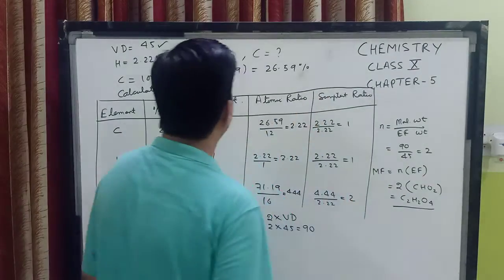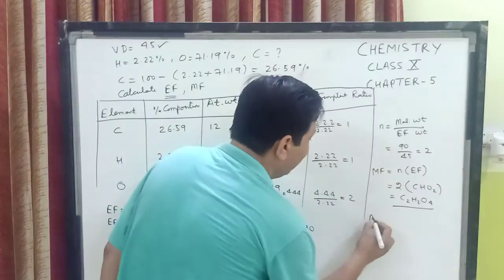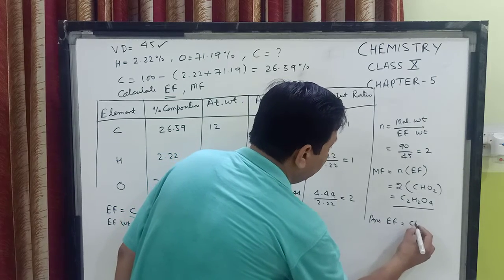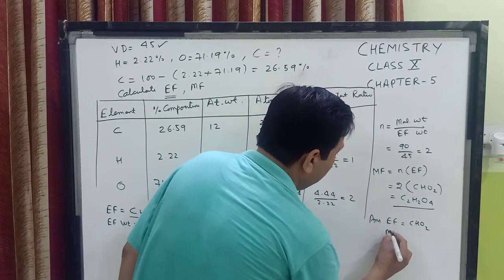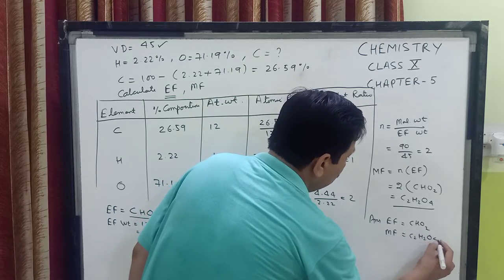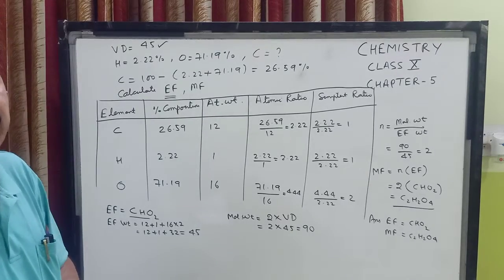So the two things which were asked in this question are the empirical formula and the molecular formula. So the answer we can write is that empirical formula is equal to CHO2 and molecular formula is equal to C2H2O4. So children, I hope you have followed this question.